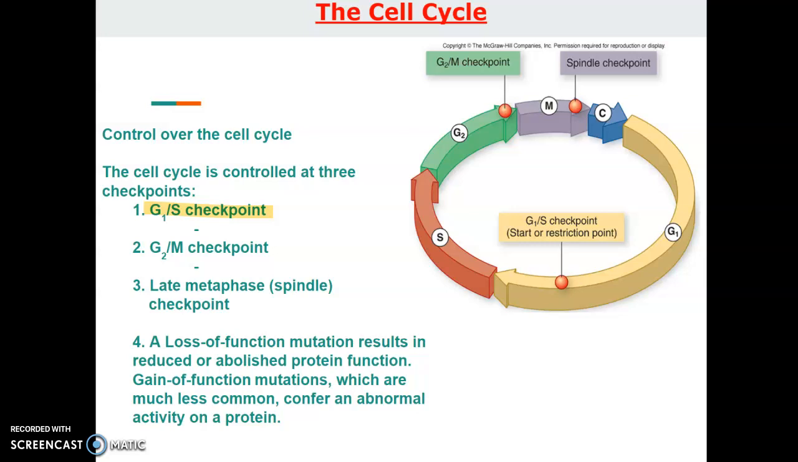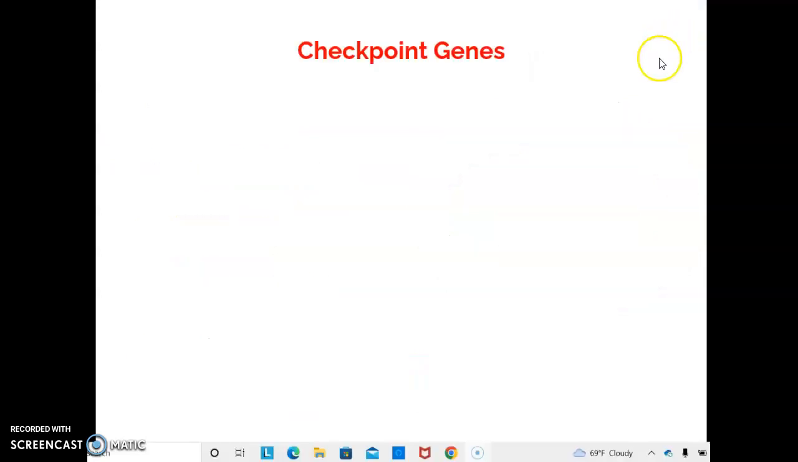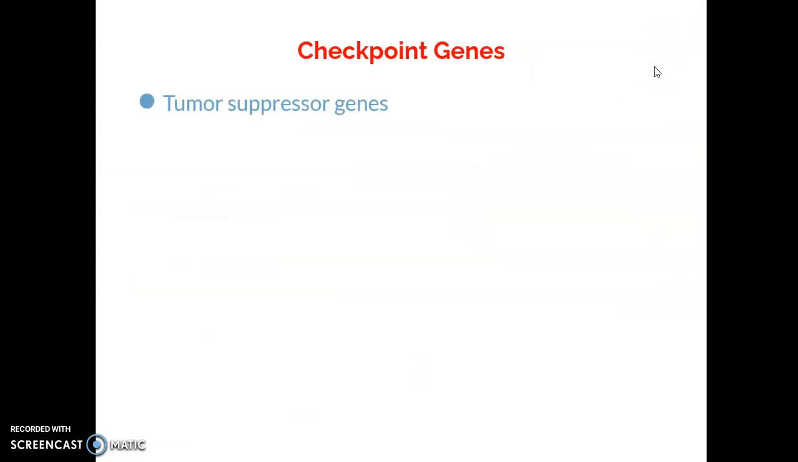Now, if you look at G2, G2 is an important one too because it's going to check to make sure DNA is duplicated properly. If everything's good, it's going to pass it on to the M phase, where we talked about that MPF, the maturation promoting factor. And then we have the spindle checkpoint too. So all of these are good. And if it's not working properly, then we can see how to stop it.